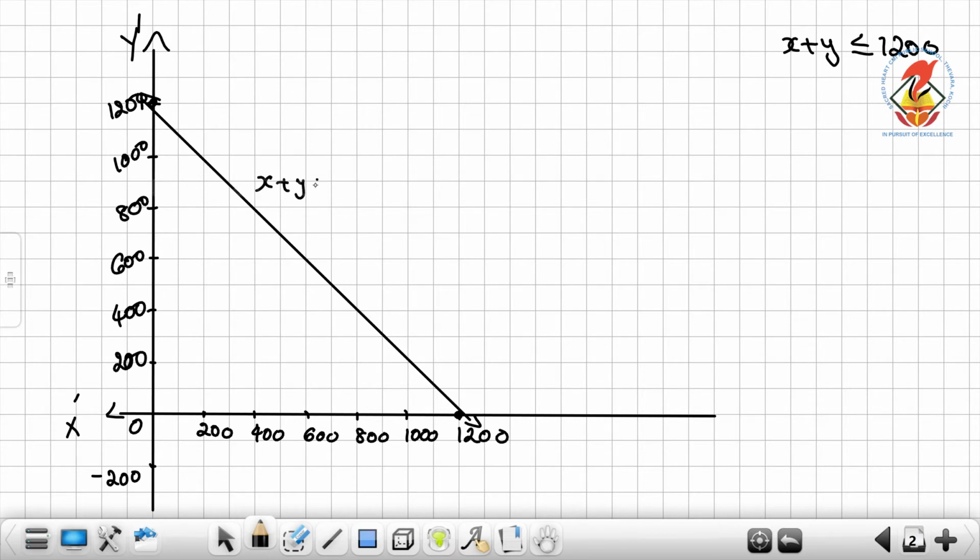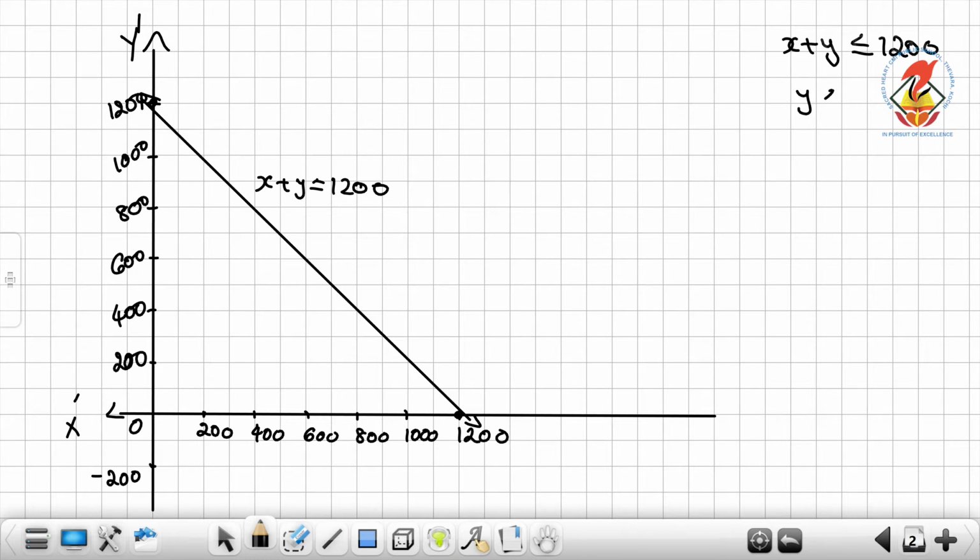X plus y is less than or equal to 1200. So, when we substitute origin, 0 is less than or equal to 1200. So, towards the origin is the solution region of this line. Now, what is the next line?